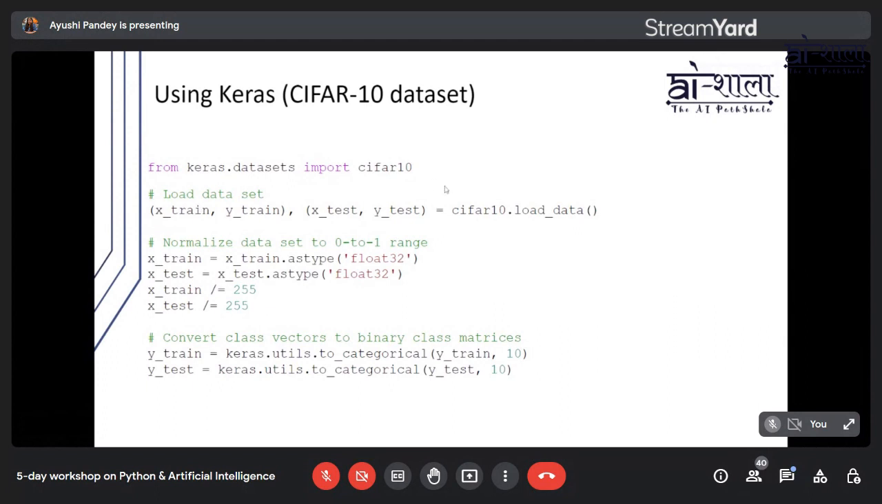So this is the first part of doing any classification or any model training: we load our data and divide it into X train, Y train, and so on, and we try to make it random.